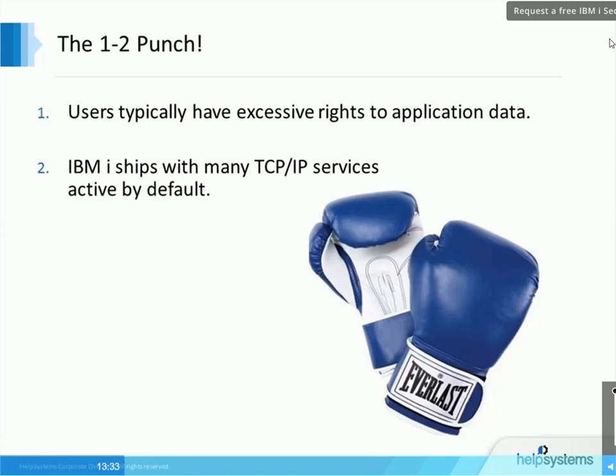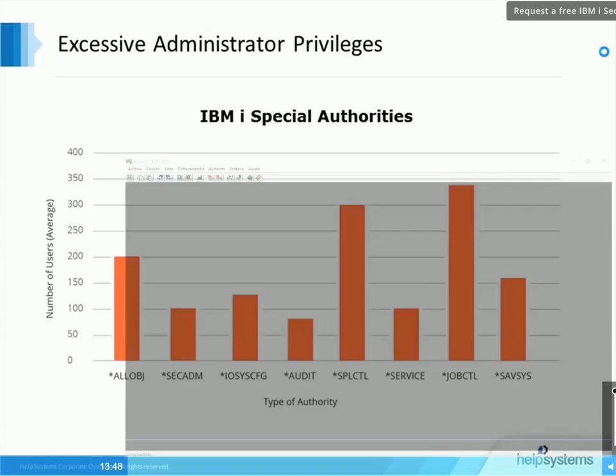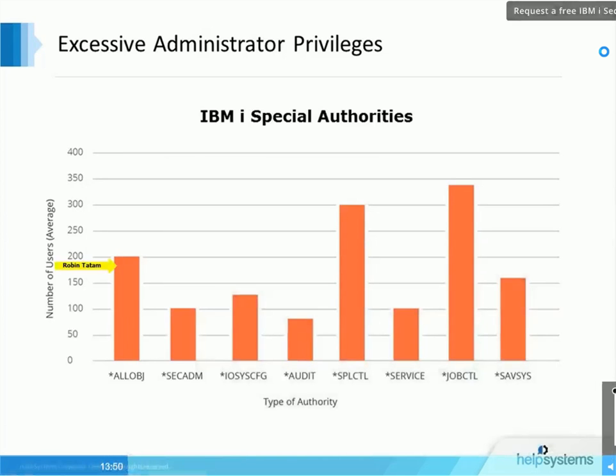As I mentioned, the State of IBM i Security, this is a chart directly from the 2017 study indicating the number of users that have administrative privileges. Now, the interesting thing here, and from a database perspective, the most important one of all, is this little guy right here, all object on the far left there. There is an average of 200 users on every system that are operating with all object special authority. Well, what is that?